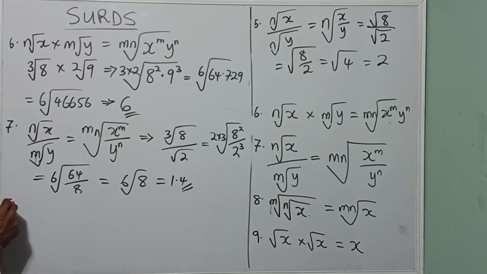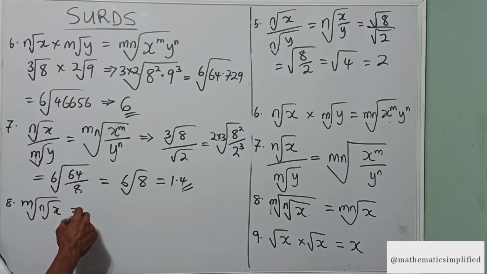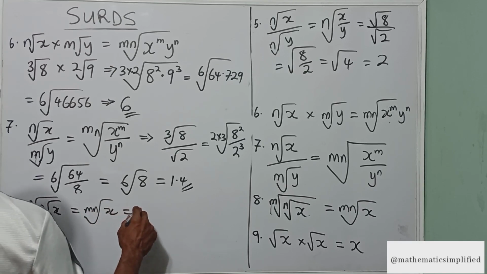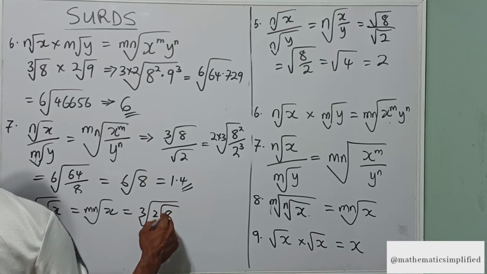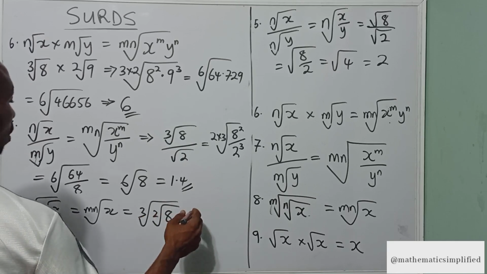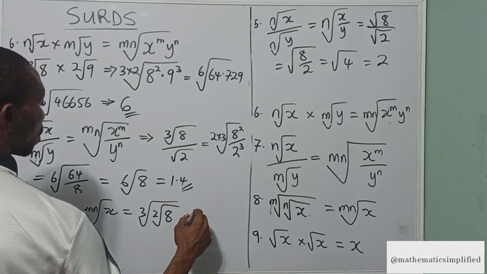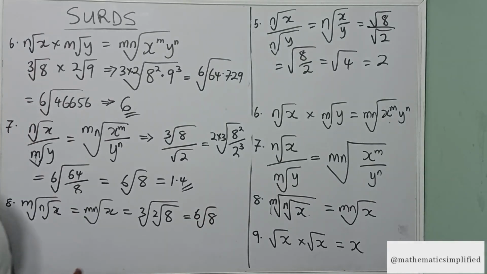Now to our example 8, where we have n root of m root of x, which will give us nm root of x. So this we have as our cube root of the square root of 8. This gives us 3 times 2, the sixth root of 8. Now to the ninth one, we have root 3 times root 3.